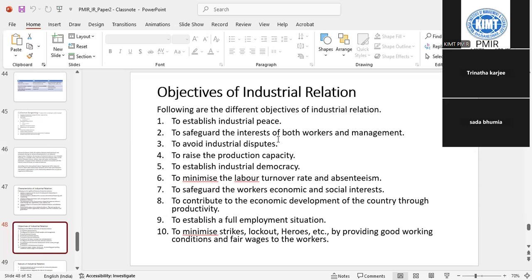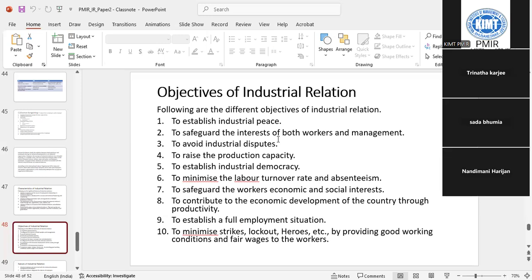To minimize the labor turnover rate and absenteeism. Labor turnover rate is the ratio of people leaving and joining, when some people leave again and again. Suppose in your organization you are not satisfied. So what will you do? You will look for another organization to work. You will leave the organization, you will leave the company. So that is labor turnover. Then your company will struggle and again recruit new people. New people will work someday, then again they will leave. So your labor turnover ratio, people joining and going, is higher.